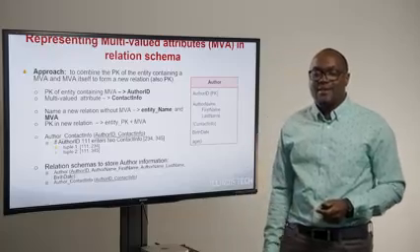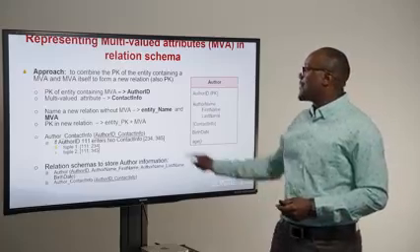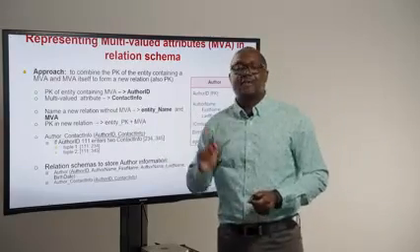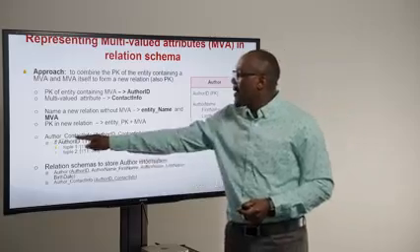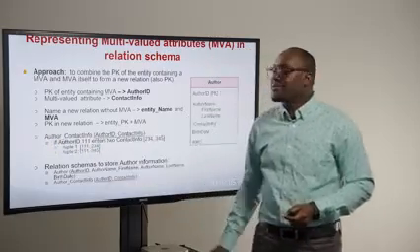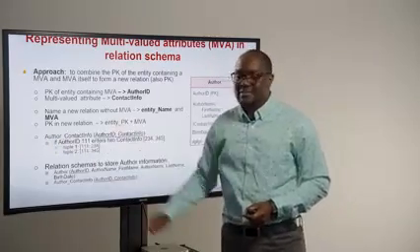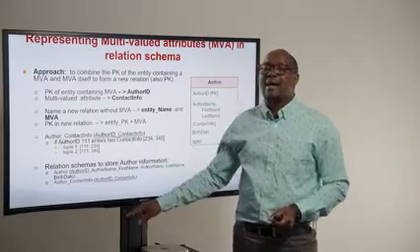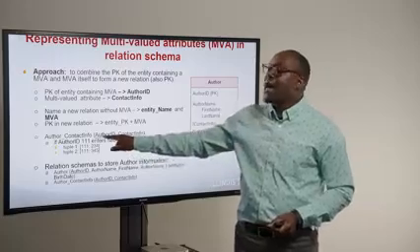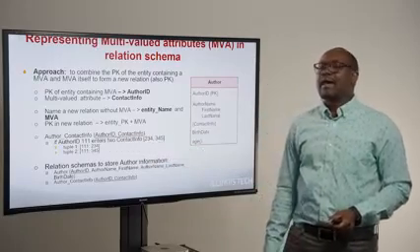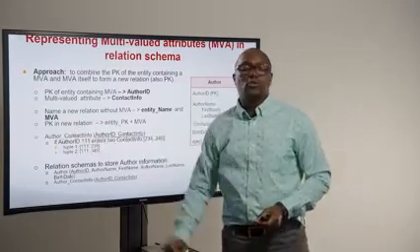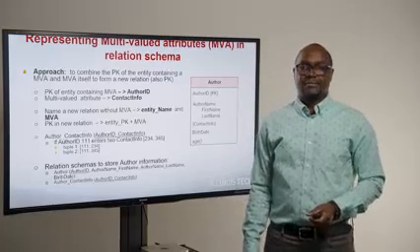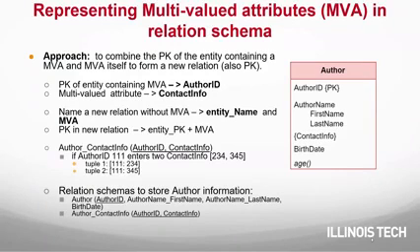The relation schema is a combination of the entity name and the multi-valued attribute. And you can see here my entity name is author and the multi-valued attribute is contact information. And of course the combination of author ID, which is the primary key of that entity, and the multi-valued attribute become a primary key. So we are going to underline all that, and this whole thing is going to be our new relation. Let's test this new relation.